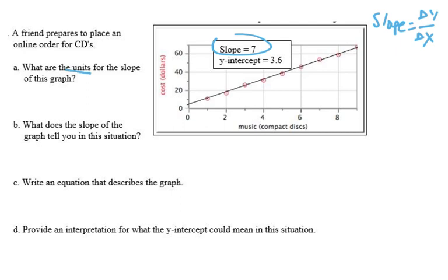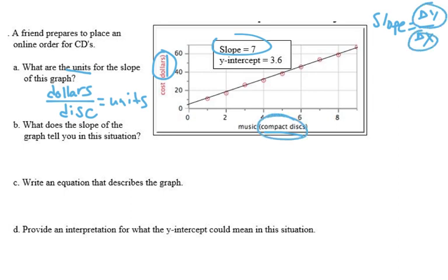All right, but the units of the slope. Well, what you do is you look at the units for each of your axes. So in this case, our y-axis has units of dollars. Our x-axis has units of compact disc. So our units for our slope would be dollars for each disc, okay? So those are our units. Again, I just looked at what was on the y-axis. That goes in the top. Whatever's on the x-axis is what goes in the bottom.